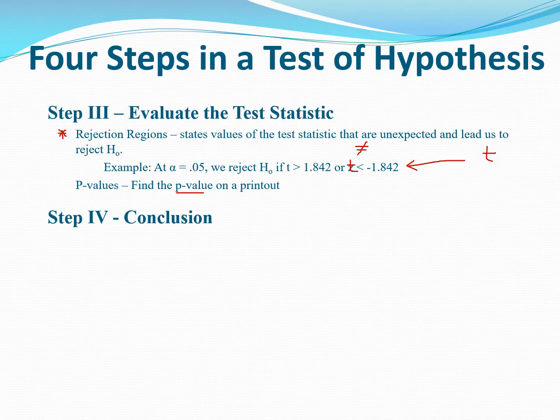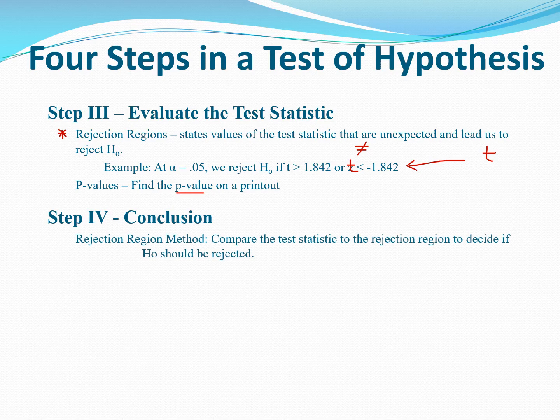And the conclusion, the way we make our conclusion at least, depends on which of these evaluation methods you're using. If you're using rejection regions, then you're going to compare your test statistic to the rejection region. Does it fall in the rejection region? In this case, is it bigger than 1.842? Is it less than negative 1.842? If you say yes, then you can reject. If you say no, it's not either of those things, then you would fail to reject.